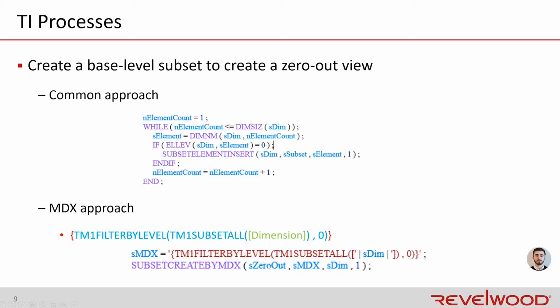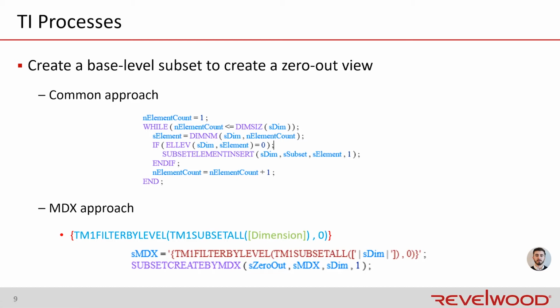where I can say, here's the subset name. In this case, it's another variable called s0 out. Here's that MDX statement that we created over here in the variable. And then whatever dimension we're creating it in, in this case sdim, which again could be anything, depends what the variable is. Just based off of that, we now have the same end result that we get by doing this approach, but in a much simpler two-line approach.